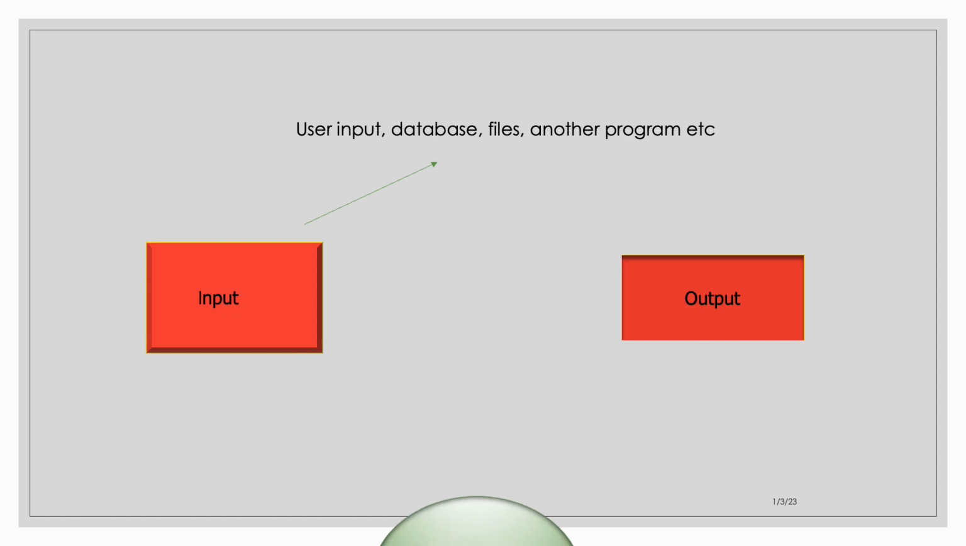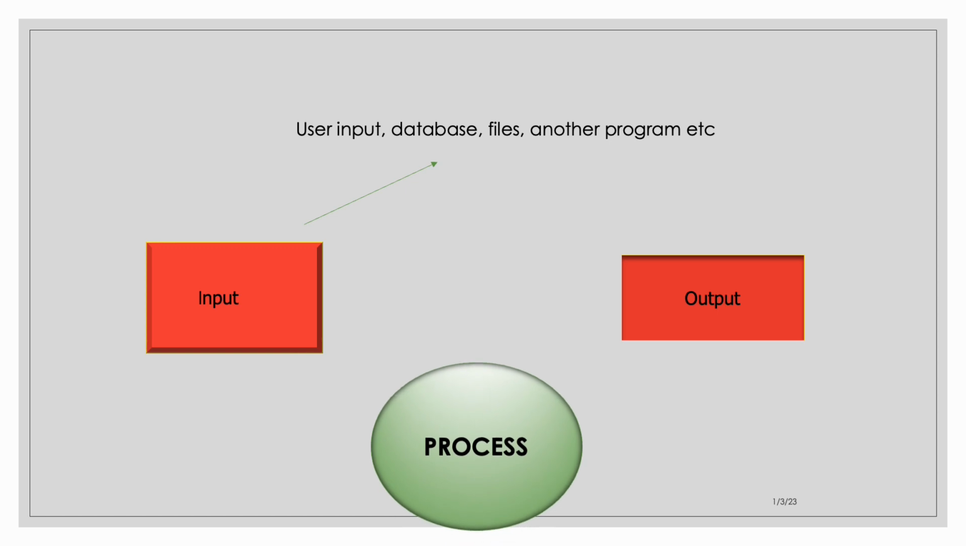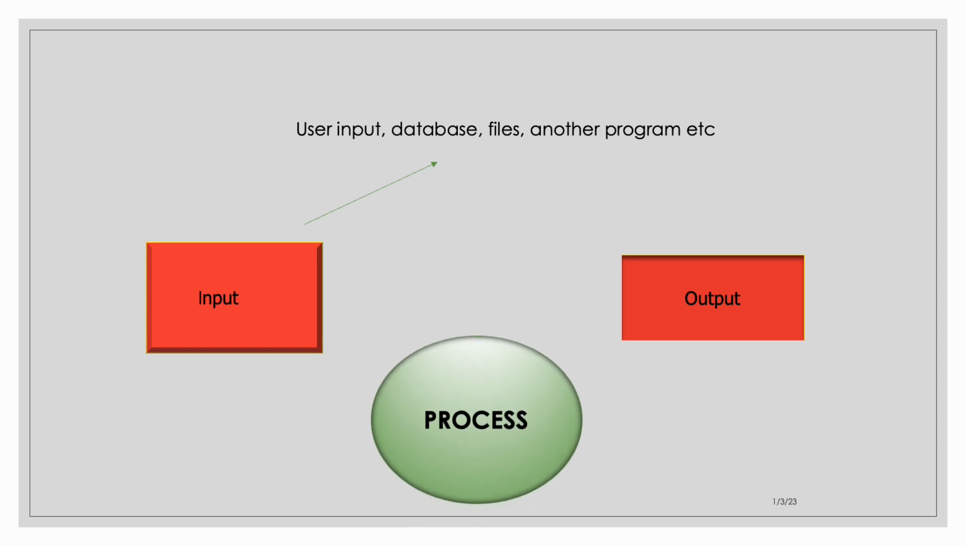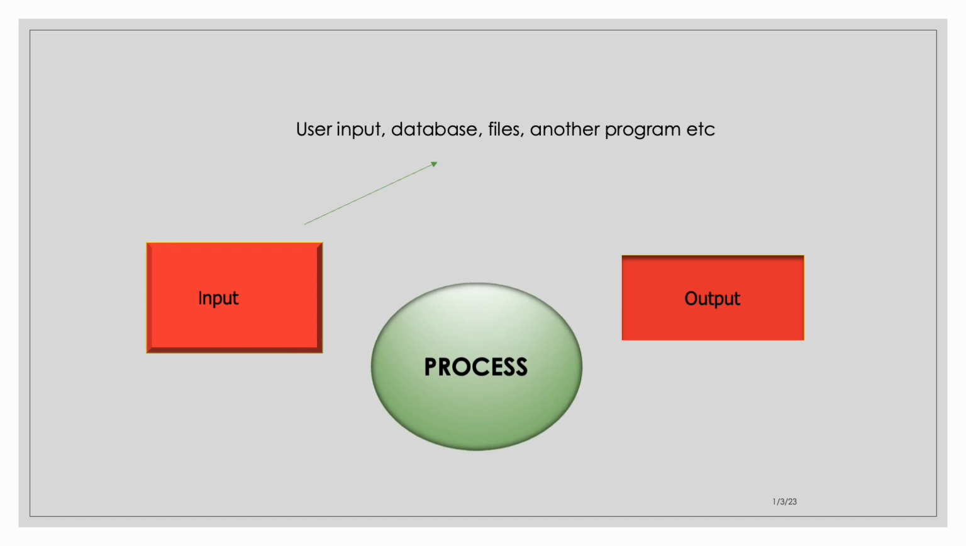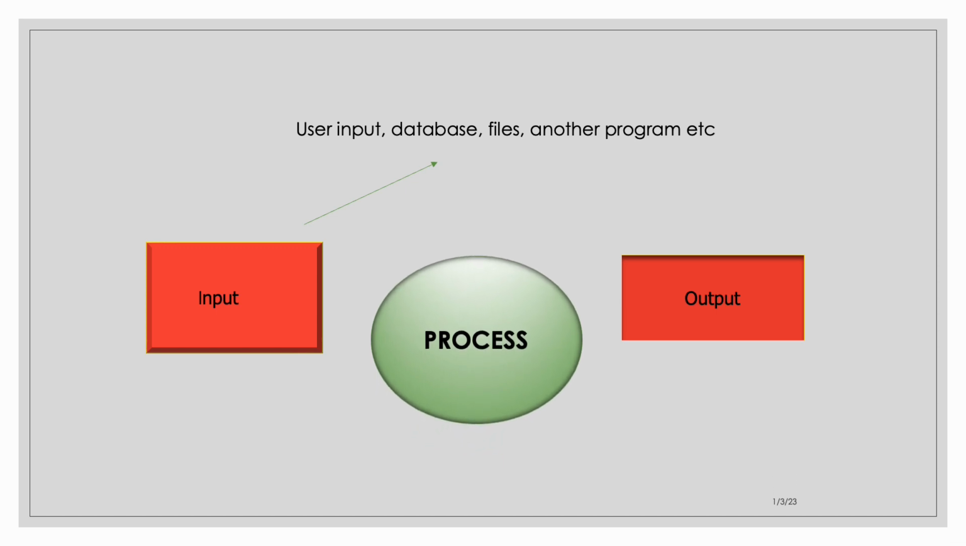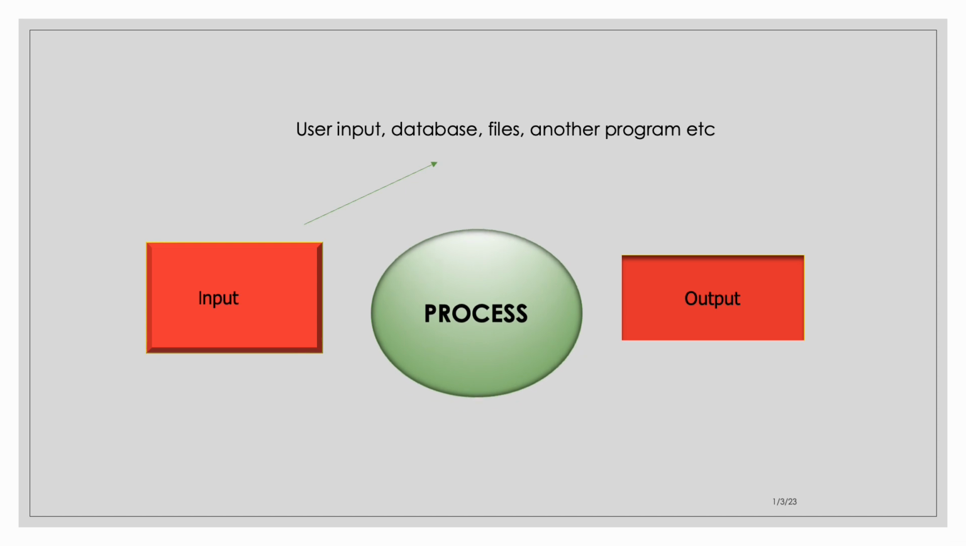Algorithms are written to represent this process part. To summarize this, the process takes inputs and produces outputs. Algorithms are usually written to cover this process part of all computer programs.